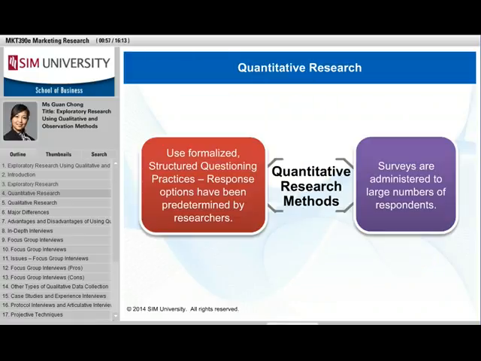Quantitative research methods use formal questions and predetermined responses in questionnaires administered to large numbers of respondents. There are several goals of quantitative methods: to make accurate prediction about relationships between marketing factors and behaviors, to obtain meaningful insights into those relationships, to validate relationships, and to test hypotheses.